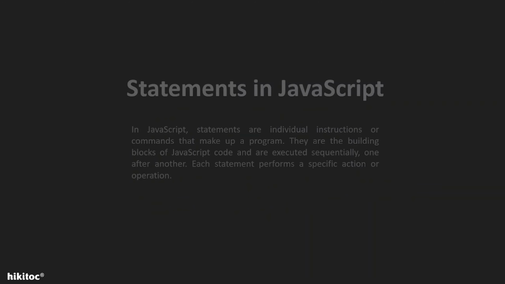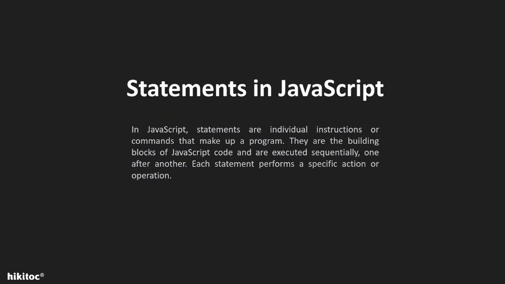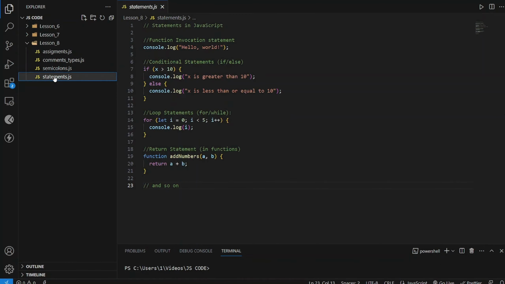Now let's move on and see statements. In JavaScript, statements are individual instructions or commands that make up a program. They are building blocks of JavaScript code and are executed sequentially, one after another. Each statement performs a specific action or operation. We need them to perform actions, execute specific tasks within our code, assign values to variables, invoke functions, control the flow of execution, and so on.